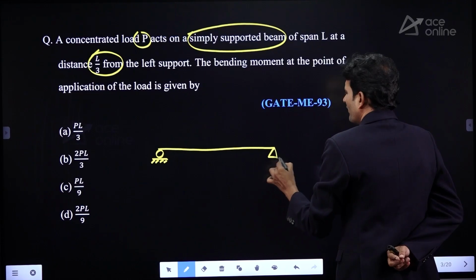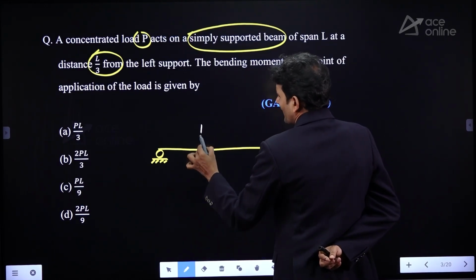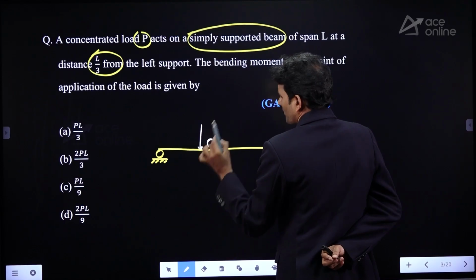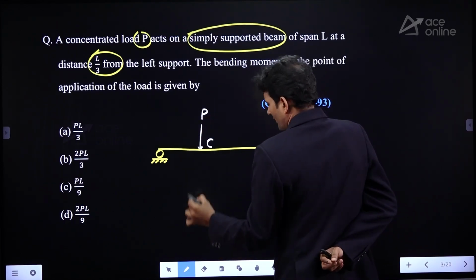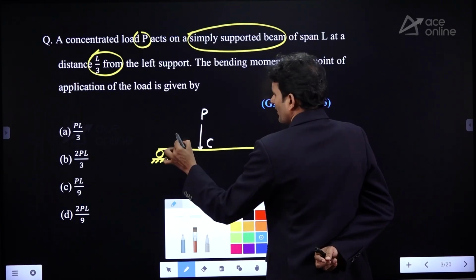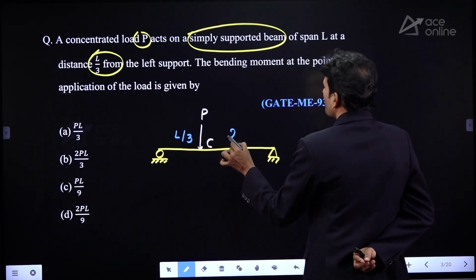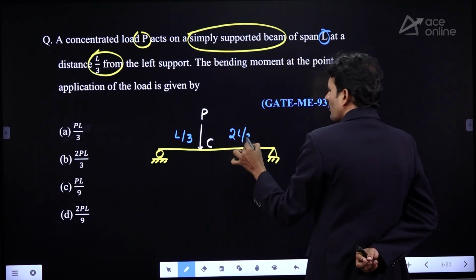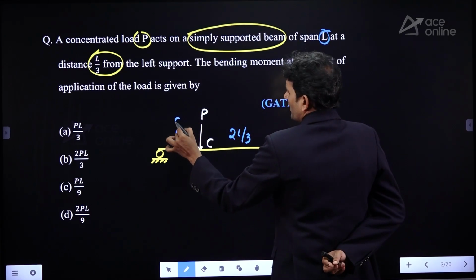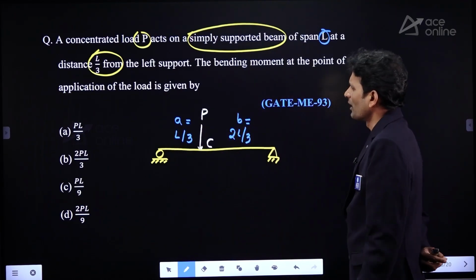And where is the load placed? Load is placed somewhere here. I can mark this as point C. Here we are applying a load P. And this is at a distance of L divided by 3. If it is L divided by 3, total span of the beam being given as L units, then this distance is 2L by 3. I am assuming this is A and this is B, my dear friends.